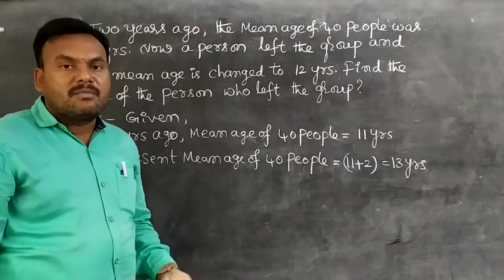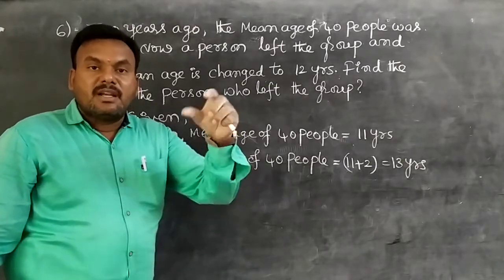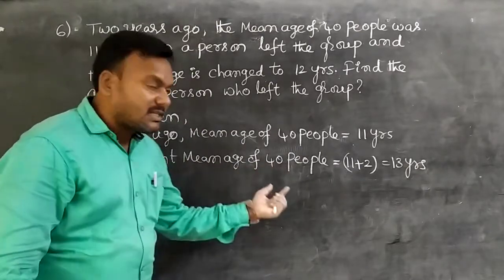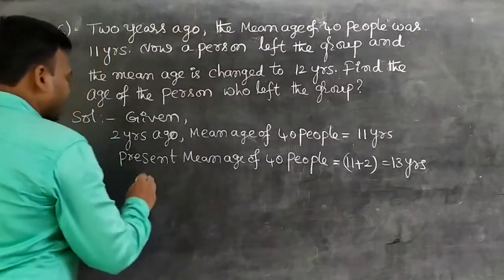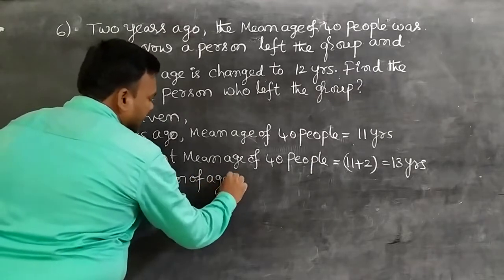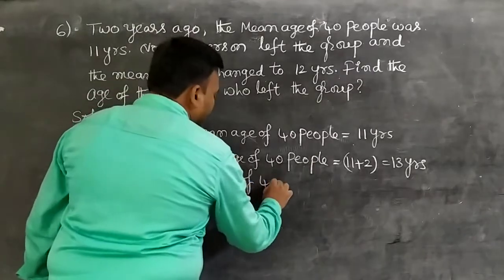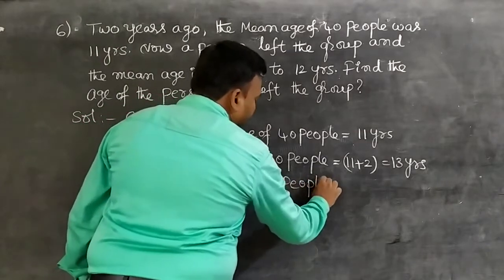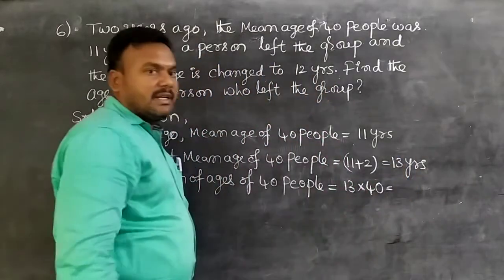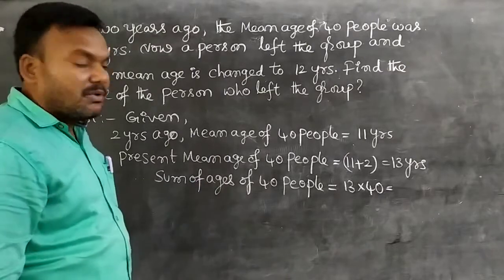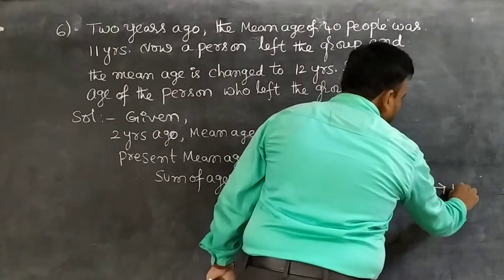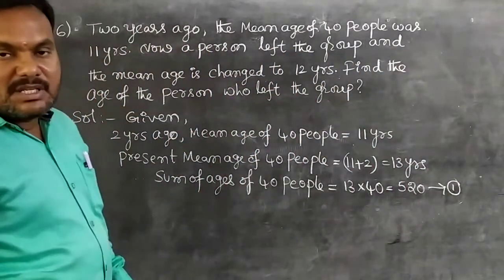Mean equals, you know the formula, the sum of observations by the number of observations. Here, how many people are there? The number is 40. So the sum of ages of 40 people equals 13 into 40. 13 into 40, okay, students. 13 fours are 52, so 520, which is equation number 1.